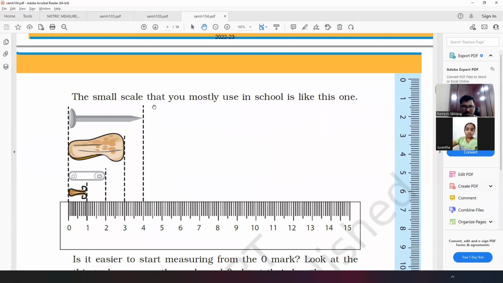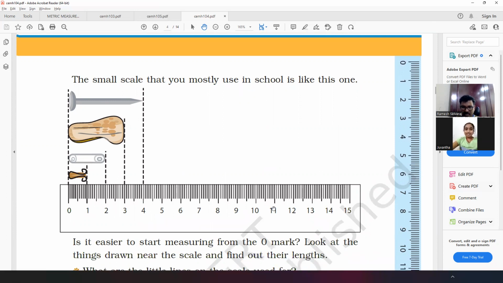The same scale that you mostly use in school is like this one. Whatever scale you are using, it looks like this one, right? That is 15 centimeters, smaller than this. So is it easier to start measuring from the 0 mark? From 0 you can measure it.